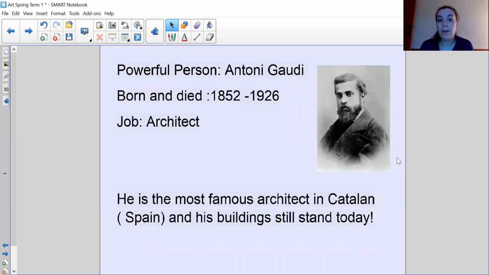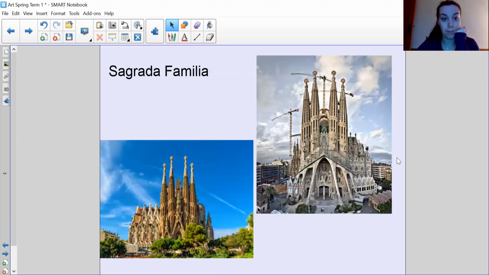Antoni Gaudi was born in 1852 and died in 1926, so nearly 100 years ago he died. He is the most famous architect in Catalan in Spain, and his buildings still stand today. He was an architect, which means that you design and build buildings and houses and things like that.